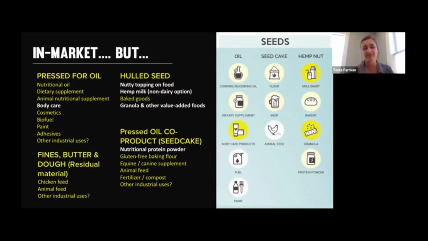Body care is actually a big area for hemp seed oil that may not be food grade. The hulled seed in hemp milk is one of the biggest growth areas in the natural food market. And as a nutty topping for food, if you're not using hemp hearts already on all of your meals, you should be. Value-added foods is another area where hemp hearts are widely used, as well as a little bit of meal and protein powder.